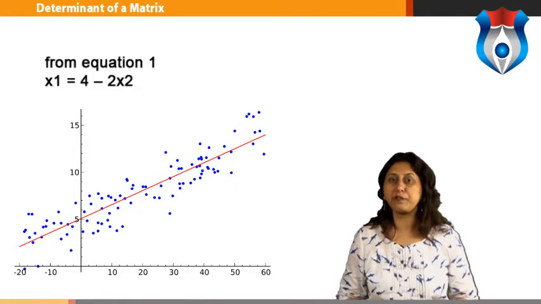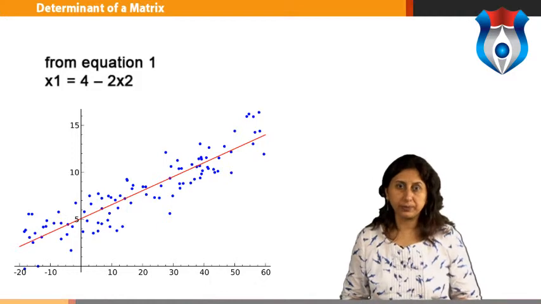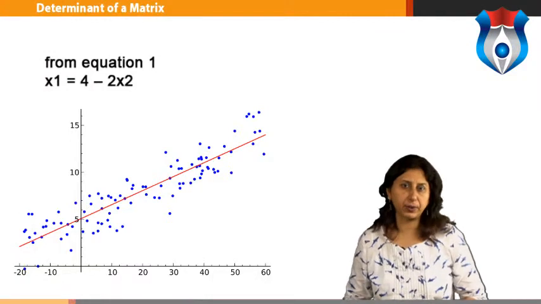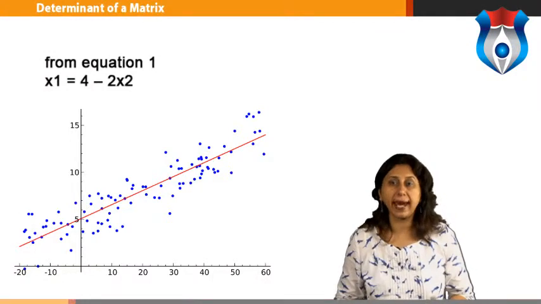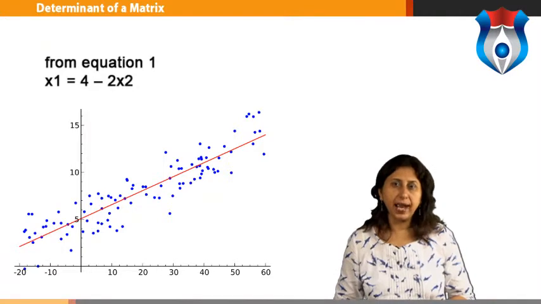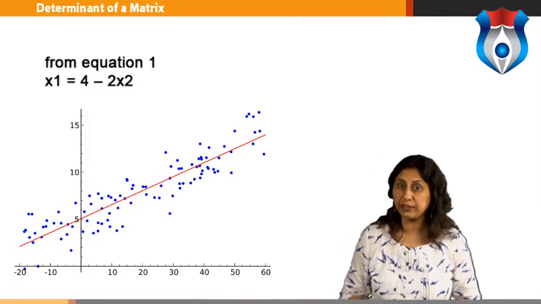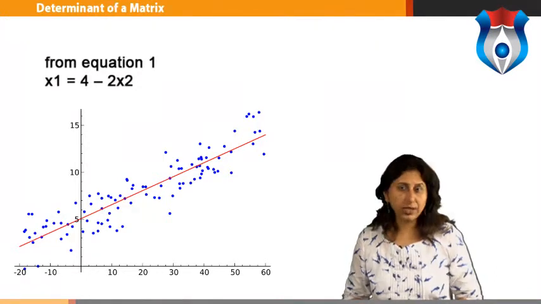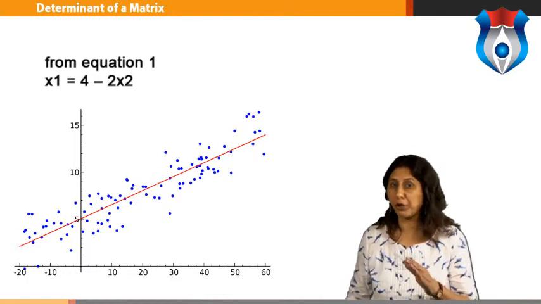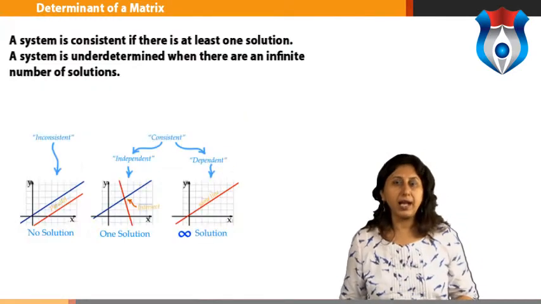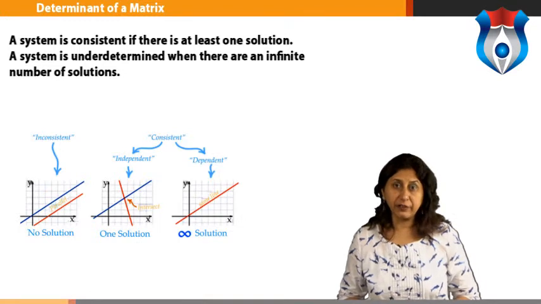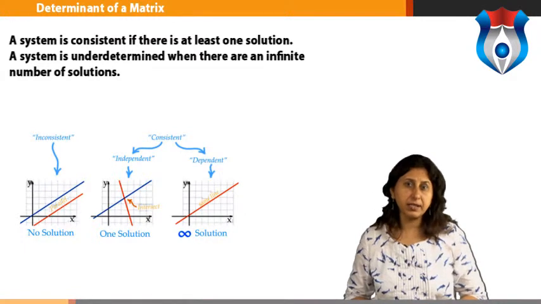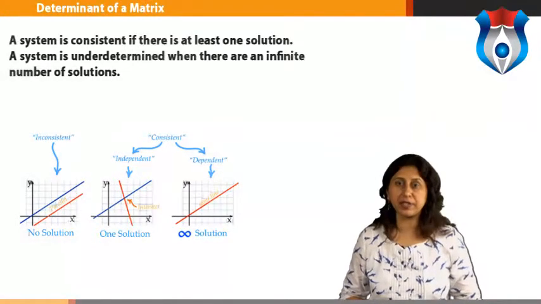x1 is equal to 4 minus 2 x2, because any solution to the first equation also solves the second equation. Therefore, you can choose any value for one of the variables and you will be able to find a value for the other variable so that both equations are satisfied. This is called a consistent system because there is a solution. A system is inconsistent if there is no solution. A system is underdetermined when there are an infinite number of solutions.